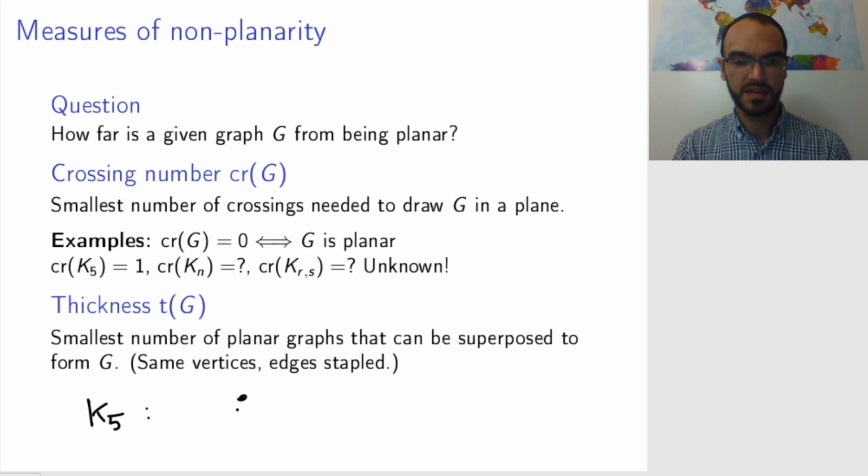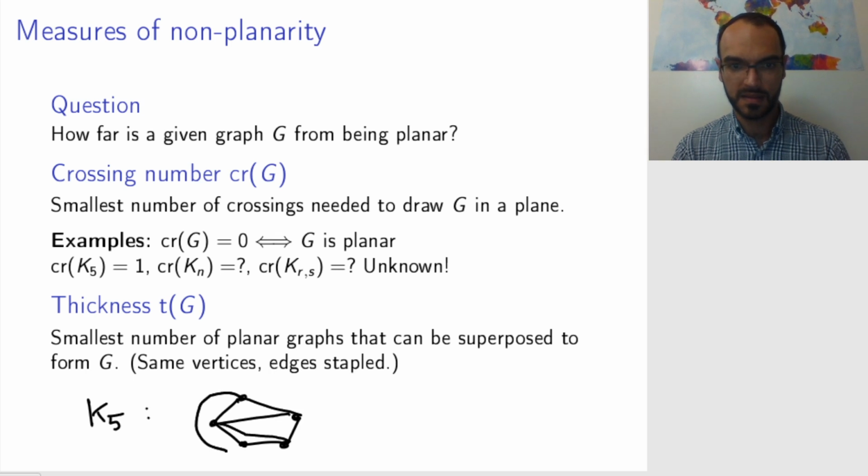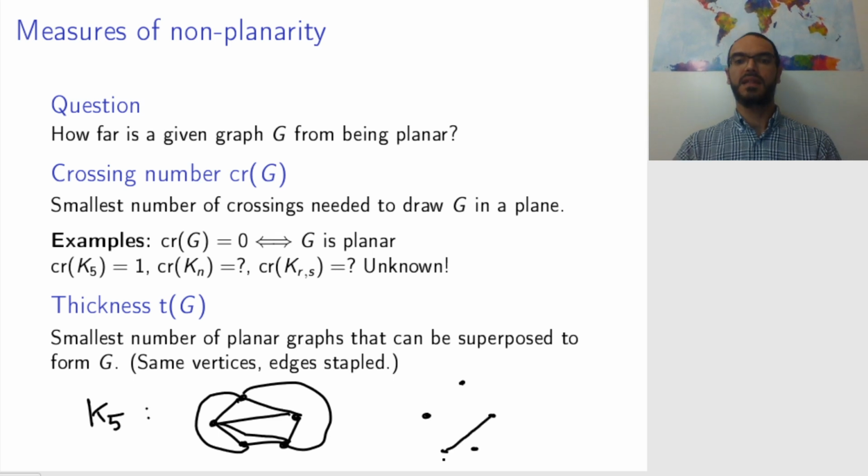So for K5, what you can do is, again, let's draw the same graph. So we did this, and then this, and this. And now this forbidden edge I can't draw here, so I draw a new copy, and I draw the edge here. And now if I put these two pictures on top of each other, I get exactly K5.